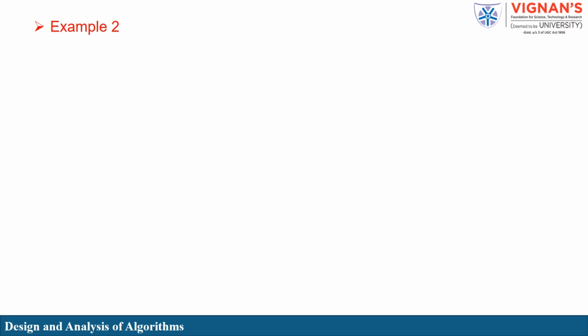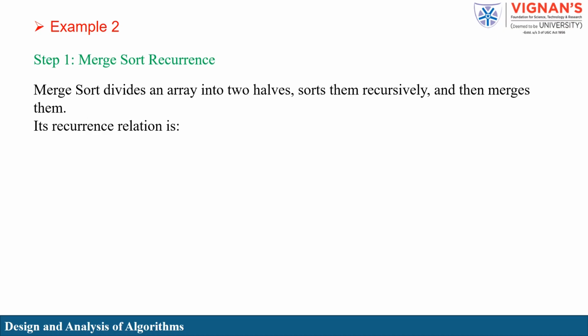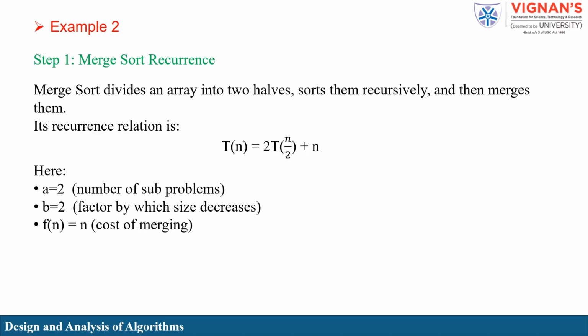Step 1. Merge sort recurrence. Merge sort divides an array into two halves, sorts them recursively, and then merges them. Its recurrence relation is T(n) = 2T(n/2) + n. Here, a is equal to number of subproblems, b is equal to factor by which size decreases, f(n) = n is the cost of merging.